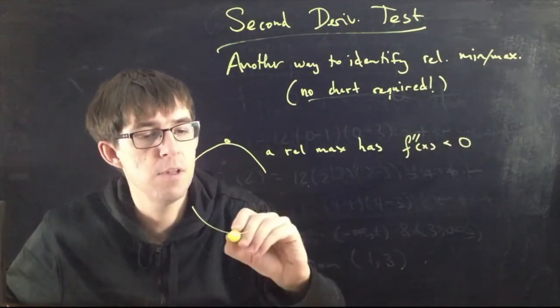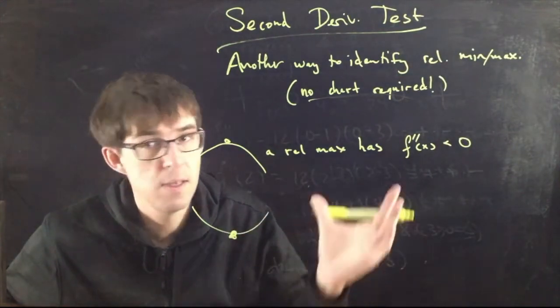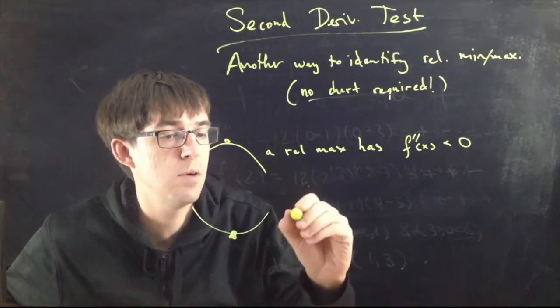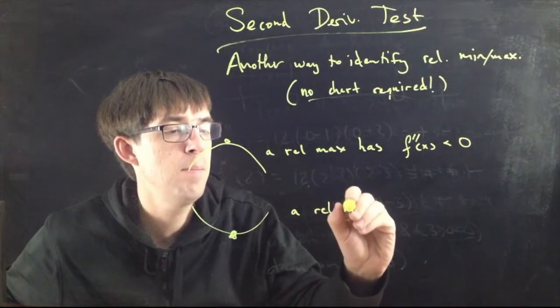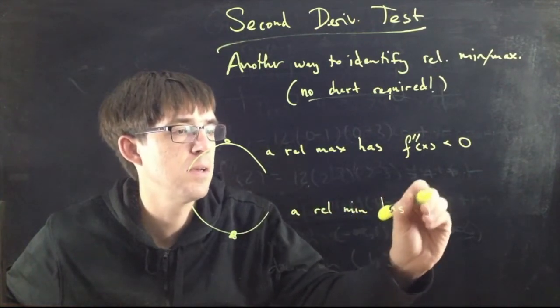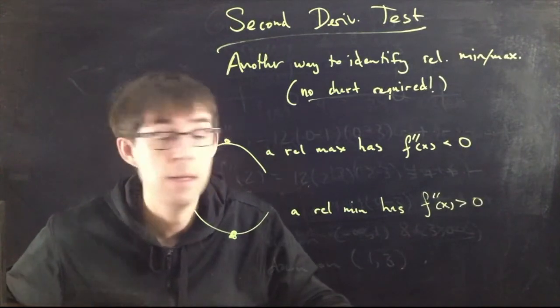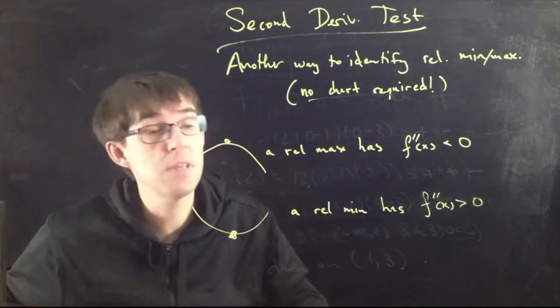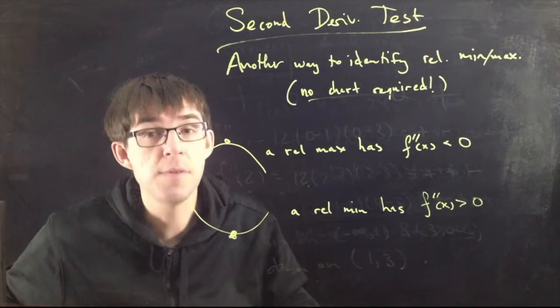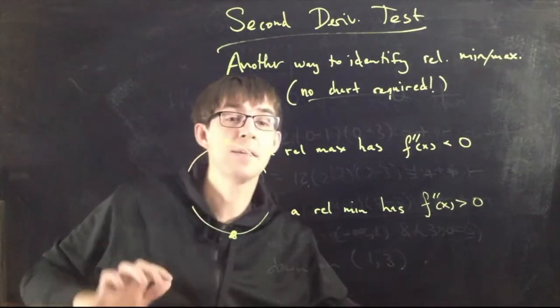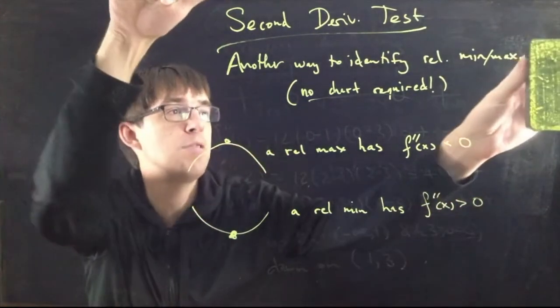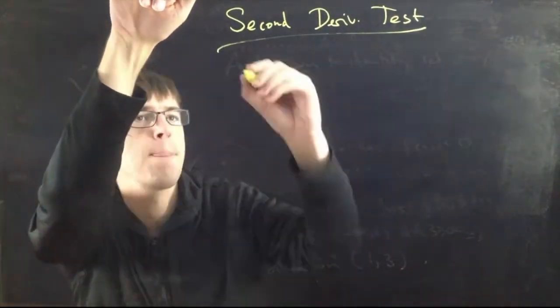And a relative minimum looks like this. It is concave up at that point. So a relative minimum has the second derivative being positive, right? So this is how you can use the second derivative to determine if something is a minimum or a maximum. I'm going to write down in words how you do this, and then we'll do an example.